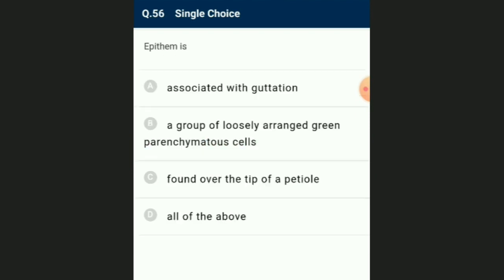Question number 56. Epithem is... Guttation is the process of secreting water droplets from the tiny pores of plants. It happens only in plants which have vascular systems, such as grass, wheat, etc. At night, when the soil is moist, it occurs at that time only. Plants absorbing too much water results in an increase of root pressure, causing water to squeeze out of the plants. Soluble cell components are compelled out of the xylem present in the epithem tissue. So the answer is option A. Epithem is associated with guttation.